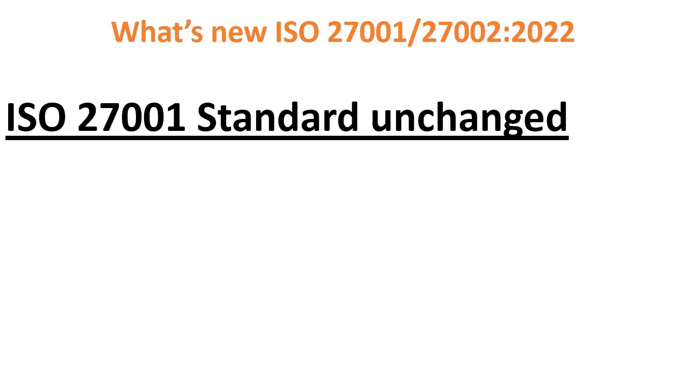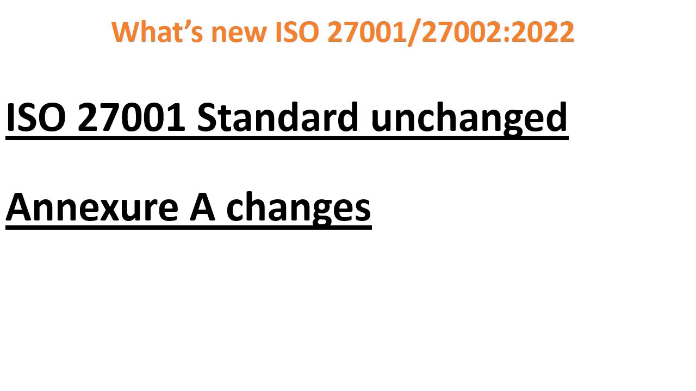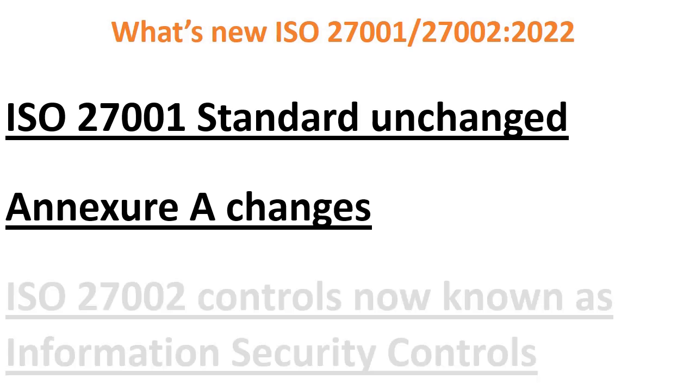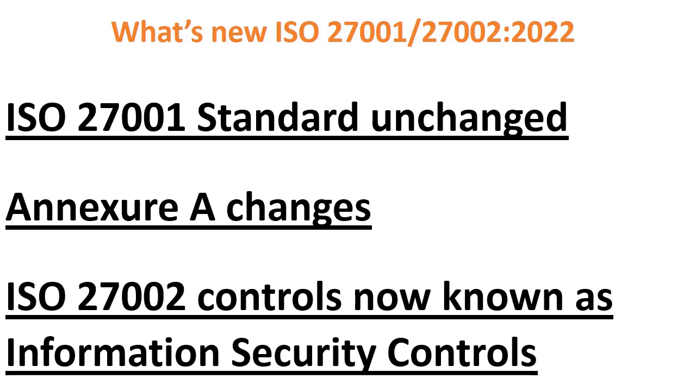Today we will see what are the different changes that have occurred in ISO 27002. The clauses 4 through 10 of the ISO 27001 standard, which is scheduled for release in March, will mostly remain the same. Annexure A and subsequently ISO 27002 has changed, and ISO 27002 instead of Code of Practice will now be called Information Security Controls.